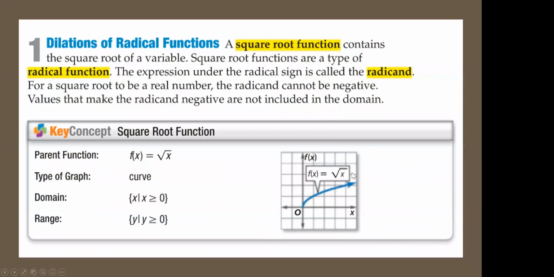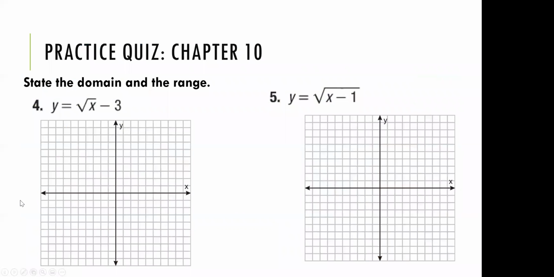So here we have the square root of x. Notice the domain is x has to be greater than or equal to 0, because we do not include x when it is negative, okay? Because you cannot take the square root of a negative. And then the range for the y values would be everything above 0, everything above the origin here. So here it says to state the domain and the range.